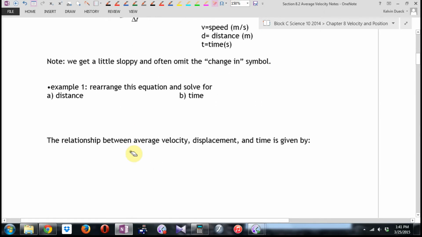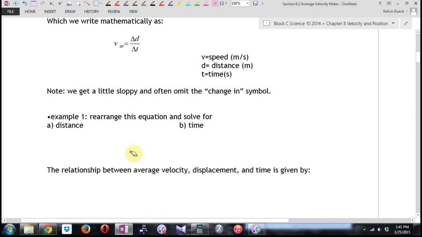It says, rearrange this equation and solve for distance and solve for time. Okay. We want to get the d by itself. How would I do that? Well, see this t? What's this t doing mathematically to the d? Is it adding, subtracting, multiplying, or dividing? Dividing. So you may have learned in equation solving, you do the opposite to move things to the other side. What's the opposite of dividing by t? Timesing by t. Turns out the distance equation is that. Is that on your formula sheet?